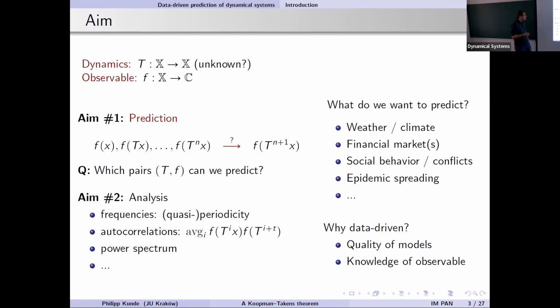Of course, this is a field with wide-reaching applications: forecasts, weather, financial markets, social behavior, conflicts, epidemic spreading. Those fit well into this framework, where usually you don't have a good understanding of the underlying dynamics, but you just have your observations and want to make predictions from those observed properties. That is why data-driven prediction is so relevant. You can ask about the qualities of your underlying models, since the exact form of the observables might not be known to you, or you have some room to modify the observables. So it becomes relevant to ask how generic the collection of pairs of dynamics and observables is that you can predict.